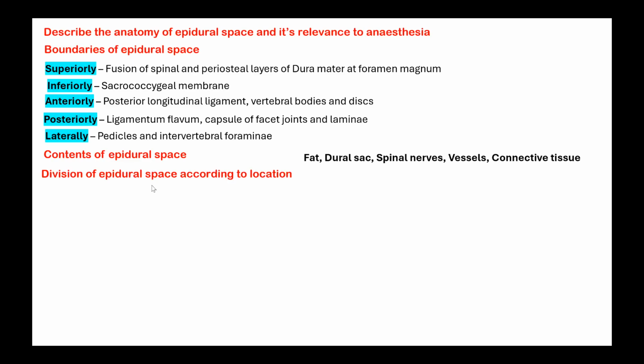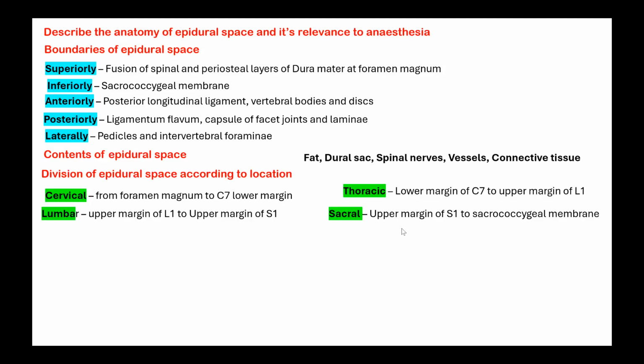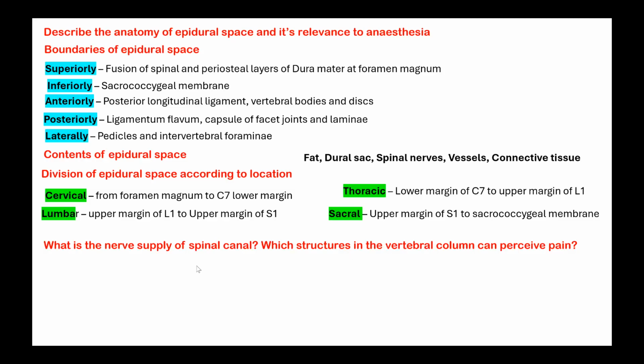Now, division of the epidural space according to location is the next thing we have to know. Cervical, from the foramen magnum to the lower margin of C7, is called the cervical epidural space. Thoracic epidural starts from the lower margin of the C7 vertebral body and goes up to the upper margin of L1. Lumbar, from the upper margin of L1 to the upper margin of sacral 1, and sacral from the upper margin of sacral 1 to the sacrococcygeal membrane. So what is the nerve supply of the spinal canal, and which structures in the vertebral column can perceive pain? Can you answer this question?